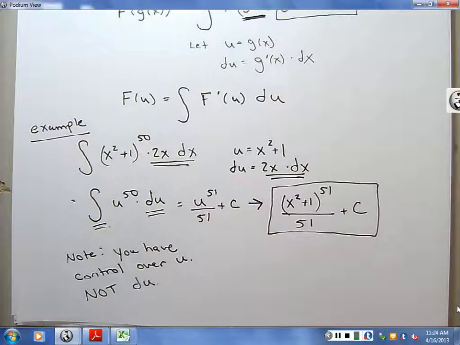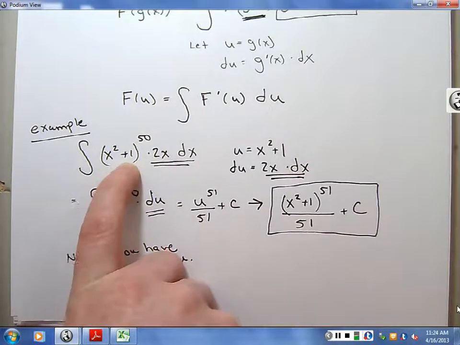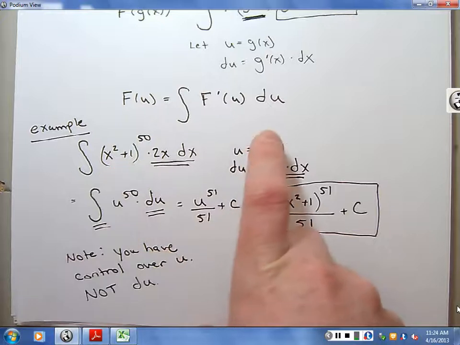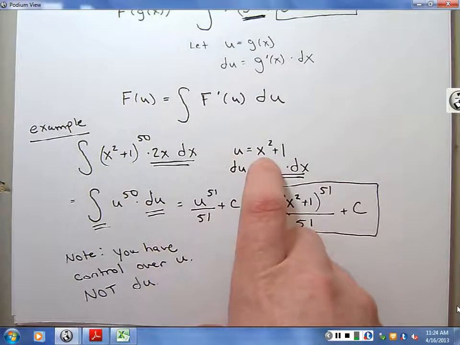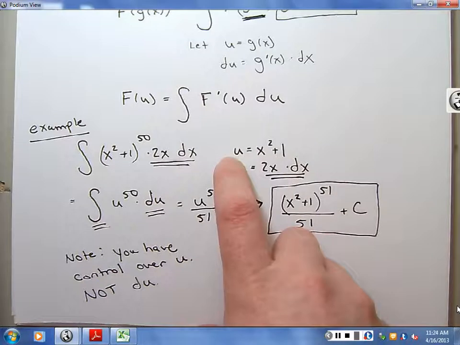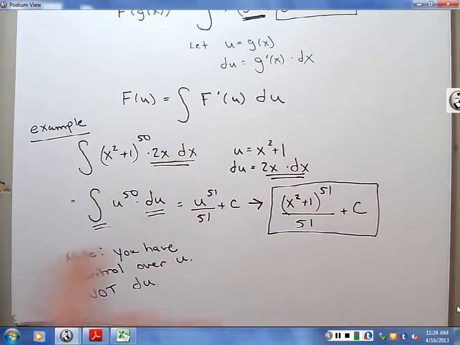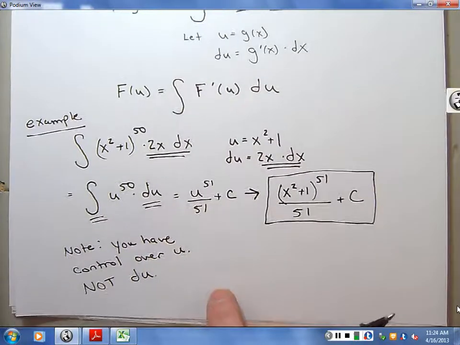A lot of times u is called a dummy variable. So everywhere I input an x, if I input x to be 1, really u is 2. If I input x to be 2, really u is 5. So if I just make that switch, as long as I keep up what du is in terms of dx, I've just made a dummy switch there, integrated it to make it easier, and then plugged it back in terms of what x really is. So you have complete control over u and not du.